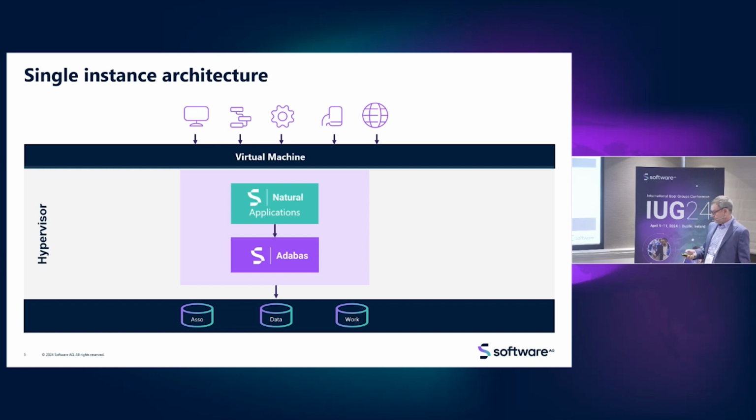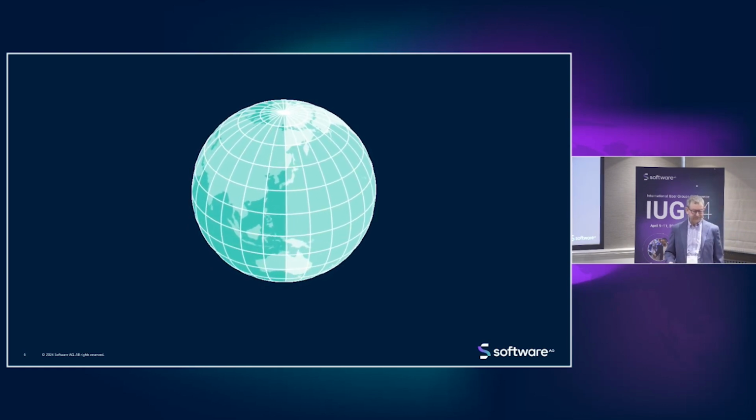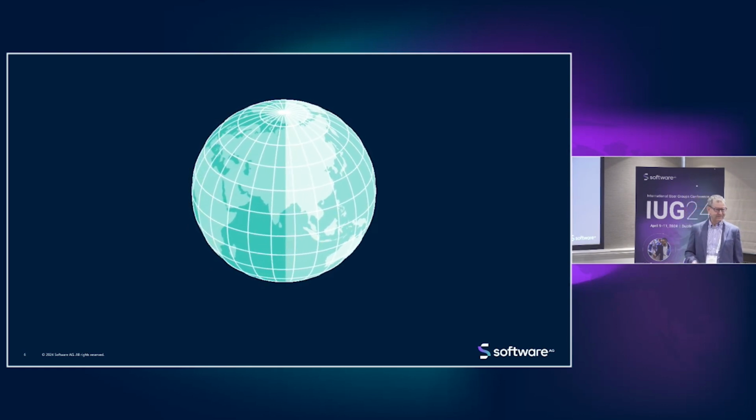And here we see a single copy of our Natural applications, as you saw from Ellie, and a single copy of our Adabas, all under the control of a hypervisor, which is our virtualization layer. This is a typical architecture that you'll see as a single point of failure. So hopefully you thought of our fragile single Mother Earth planet.